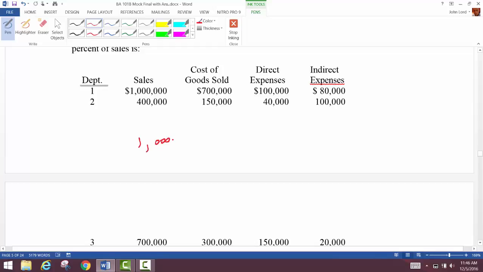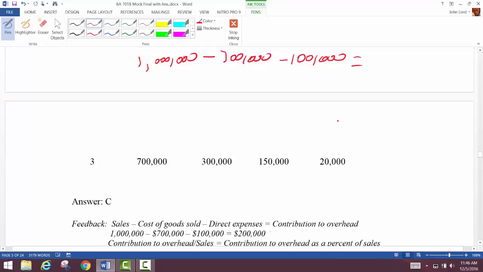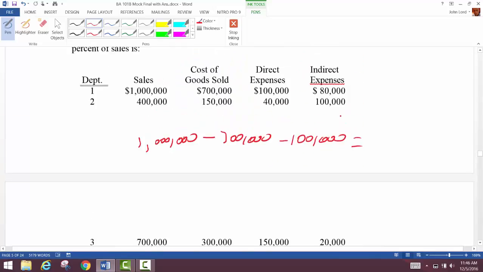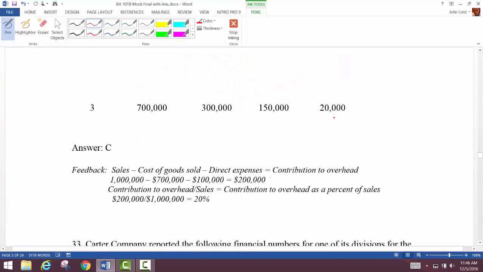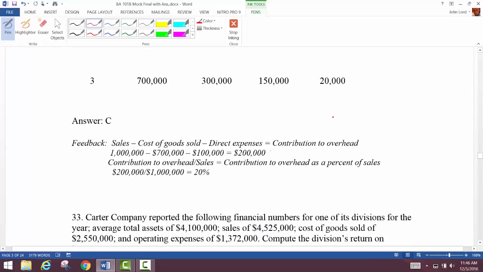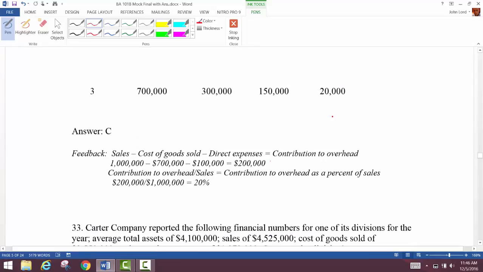What are we looking for? Department 1? We've got what? Cost of goods sold of 700,000. Should I pick up the direct expenses? Direct expenses here are what? 100,000? How about the indirect? Nope. Stop there. And when I get that, I get choice C is what? Oh, I didn't give you the choices? So that's 200,000.